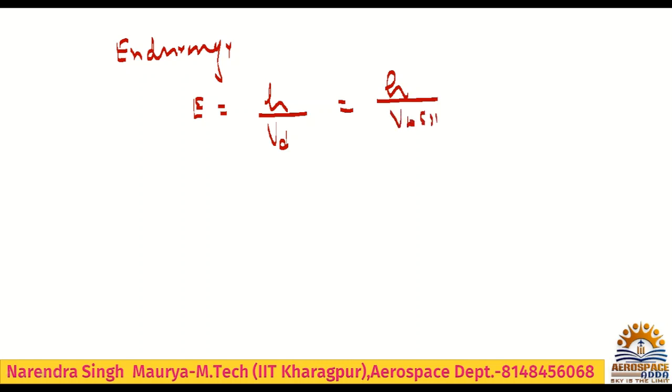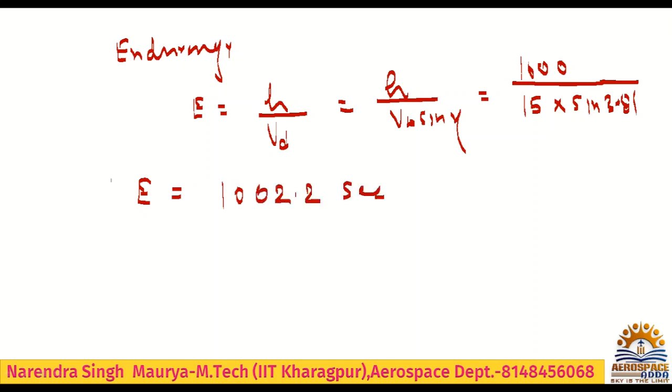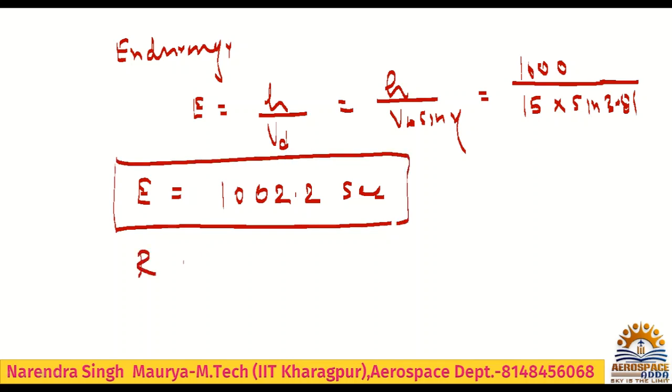So now again I will write endurance from equation 3. Endurance is equal to h by vd, or h by v infinity sine gamma. H is 1000. V infinity is 15, sine 3.81. So what is the endurance? Let me calculate this value. Sine 3.81 into 15, 1000 divided by 0.99, so it is 1002.2 seconds. This is the endurance.